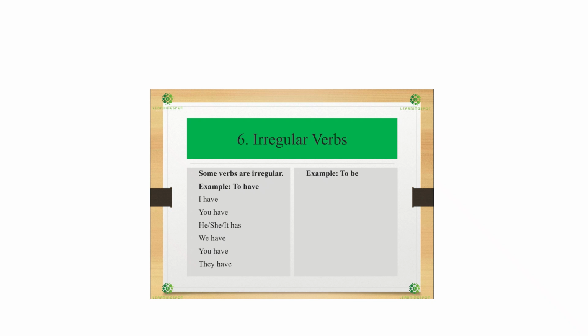Another irregular verb is to be. We say I am, you are, and pay attention. Many people say you are, and this is incorrect phonetically. We say you are. You are. You are. He is, she is, it is, then we are, you are, they are.